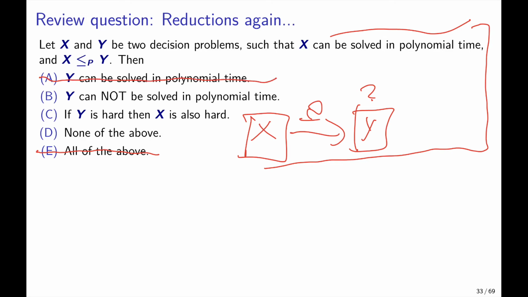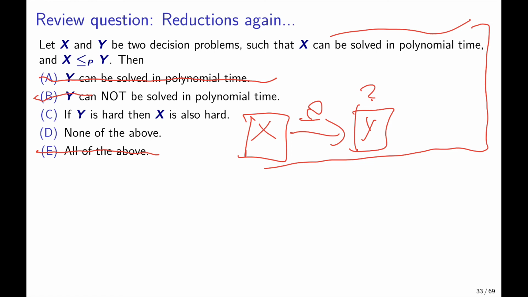And as such, it's not true that Y can be solved in polynomial time, because Y can be a very hard problem. In fact, the classical trick is to take a polynomial time solvable problem and do a reduction of it to the halting problem. Such a reduction is possible. You can think about how to do it. The halting problem is definitely not solvable in polynomial time. So this is not correct.